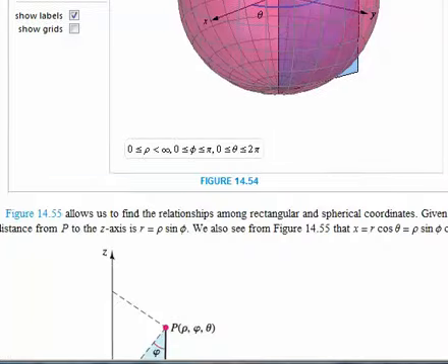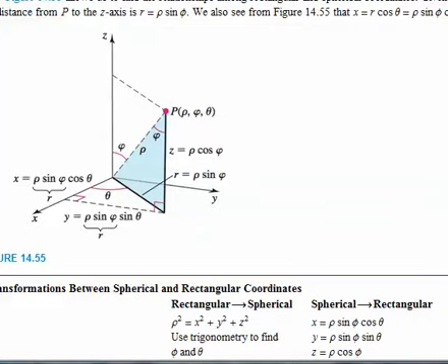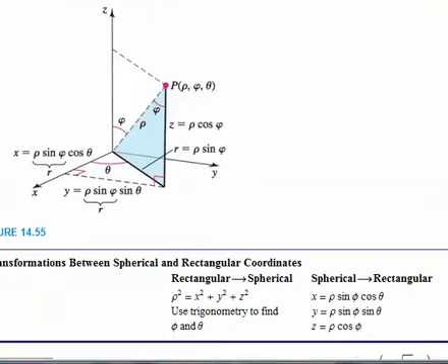All right, one last thing. The transformation between spherical and rectangular coordinates is a little more complicated because it's not like polar. And I've run out of time. I don't have time to show all of this to you. But I do recommend you study this.